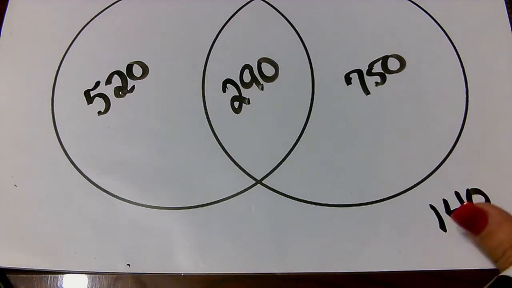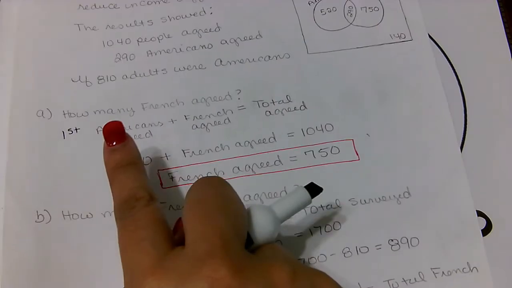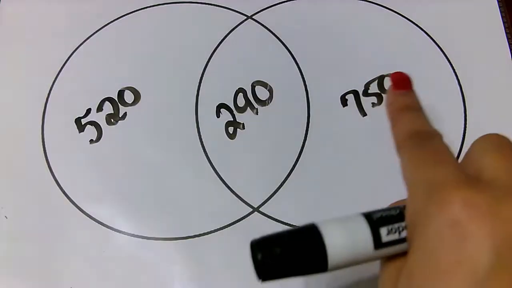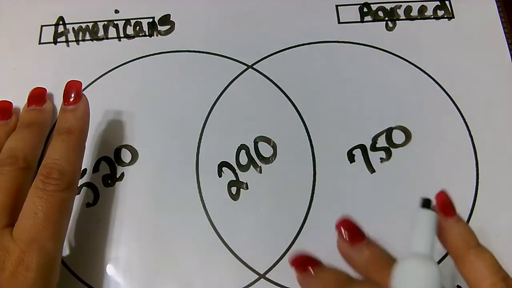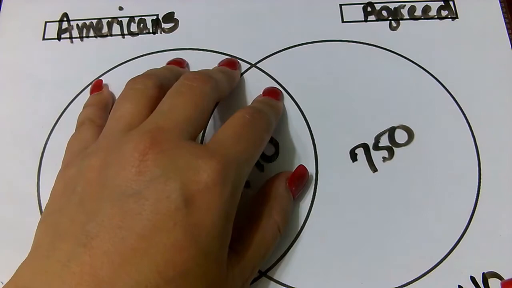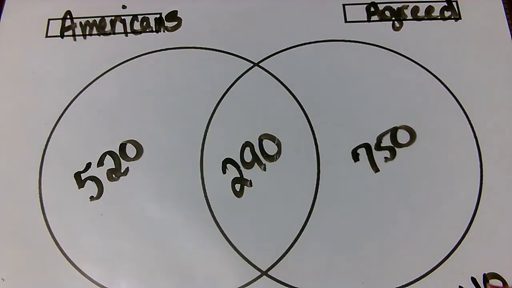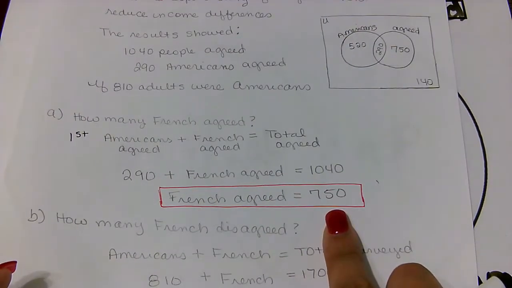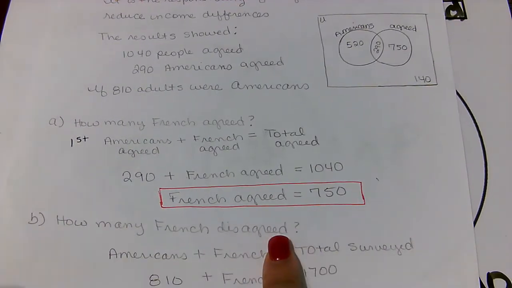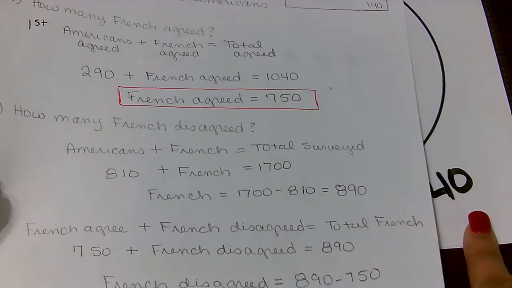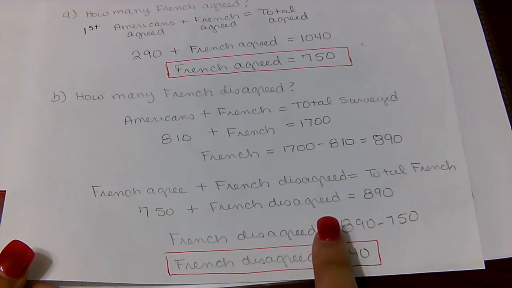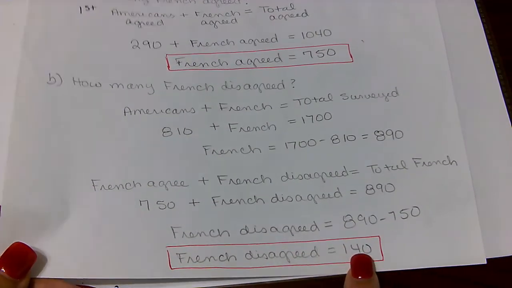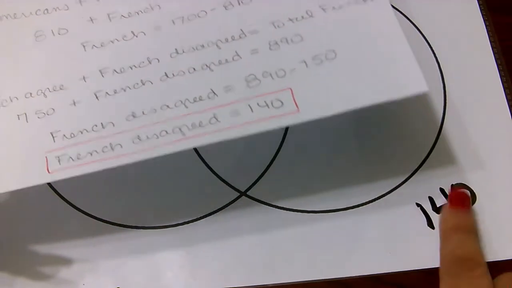Okay? Now we're going to go ahead and answer the question. The first one says, how many French agreed? So over here we can see these are the people who agreed right here. These were the numbers who were Americans who agreed, so that means 750 French agreed. How many French disagreed? Well, that's out here. That would be the 140. I did all of the math here, and then French that disagreed were outside of the circle, 140 matches.